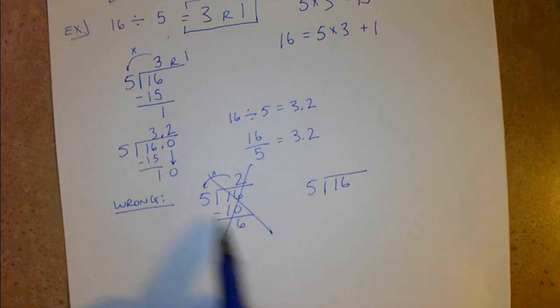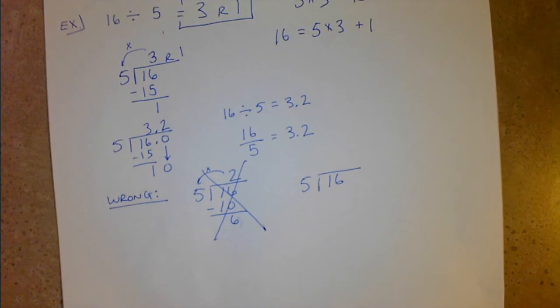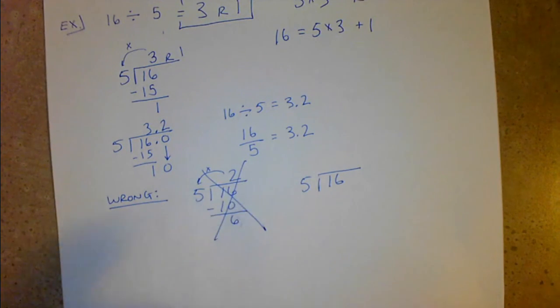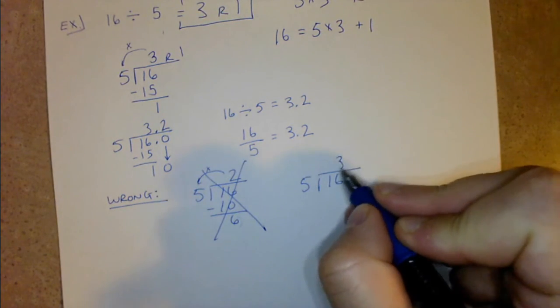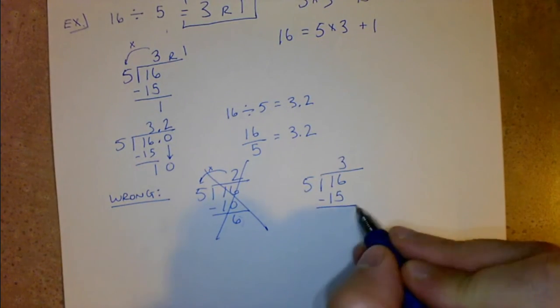So then you might say, ooh, this remaining value down here was bigger than 5. That should set off alarms in your head saying, uh-oh, I can actually make this number bigger. It's not 2. 5 goes into 16 3 times. 3 times 5 is 15. And now when I subtract these, I get 1.